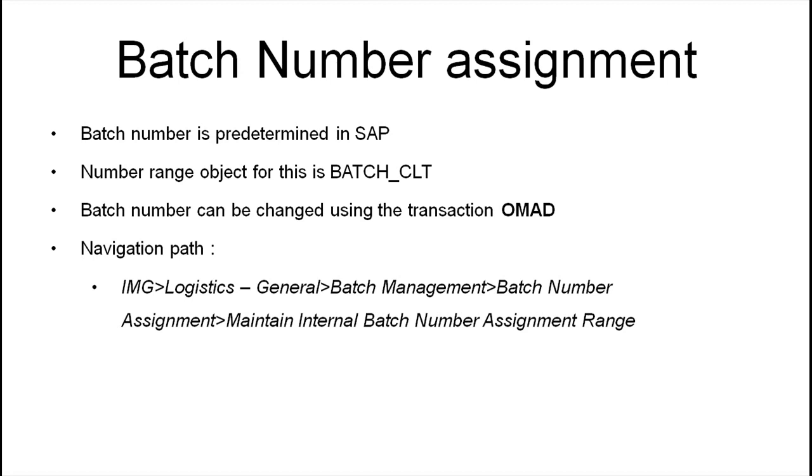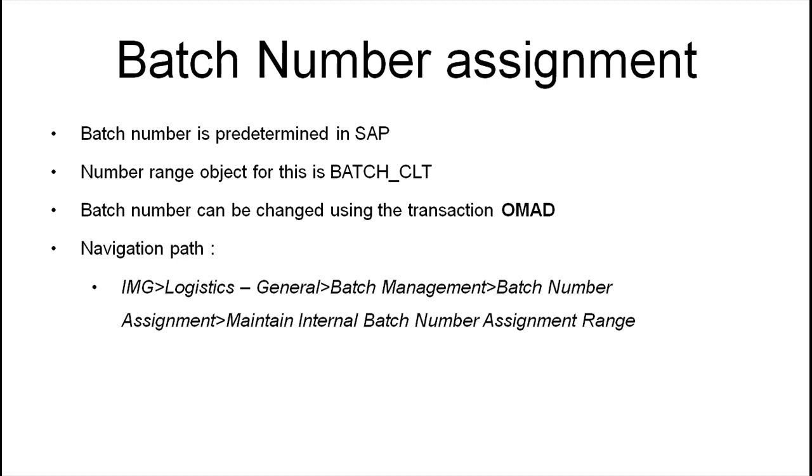The batch number is predetermined in SAP. The predefined range for range 01 is between 000000000001 to 99999999999. The number range object for this is batch_CLT. The batch number can be changed using the transaction OMAD.